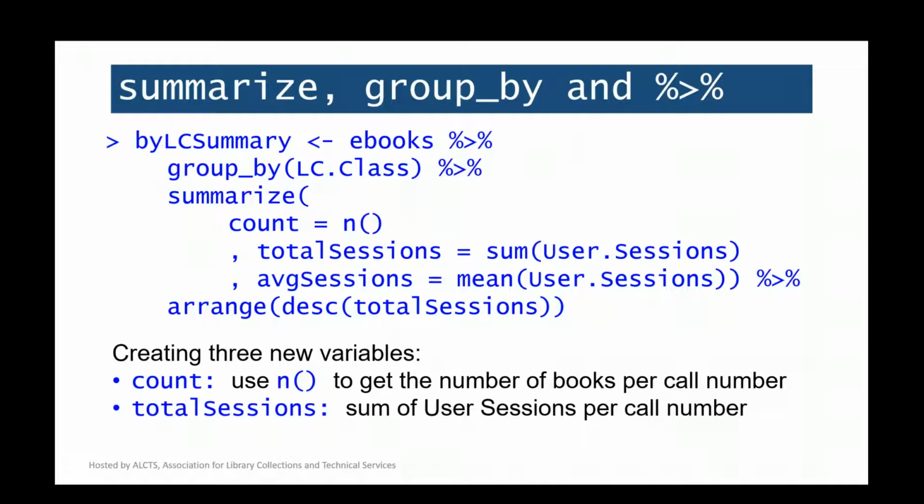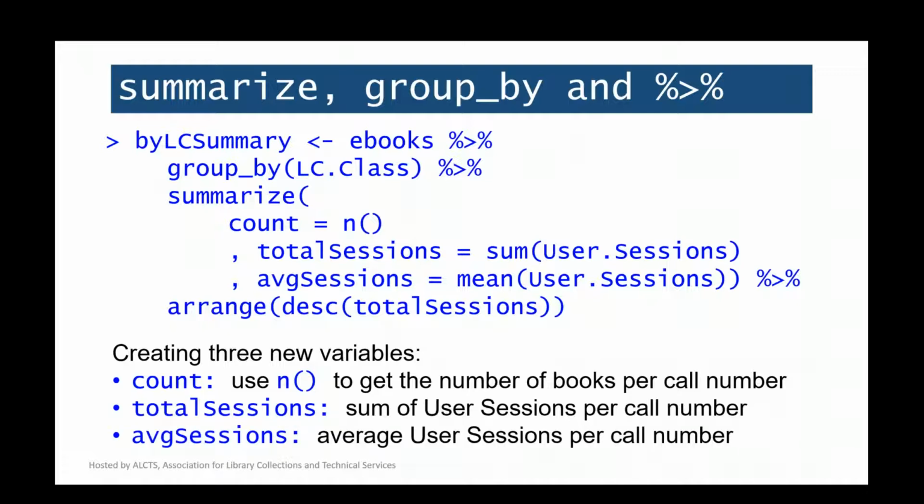The second column is total sessions. This is the sum of the user sessions per call number, what we just did. And then the third is average sessions. That's the mean number of user sessions per call number. And remember, because we're grouping by, all of this is going to be summarized according to that group. And this gives us this table.